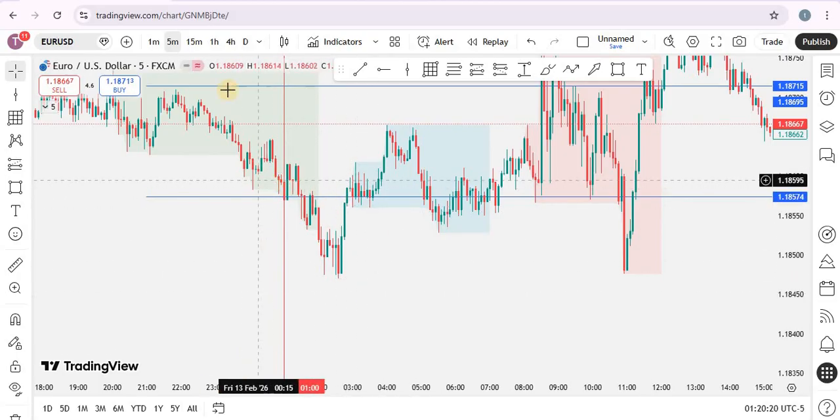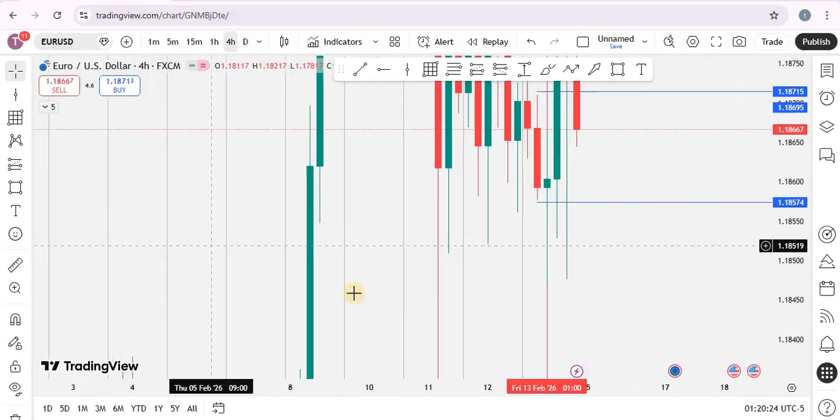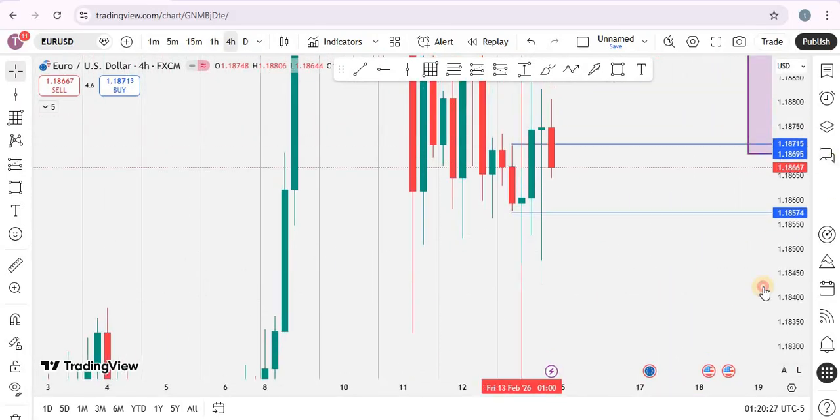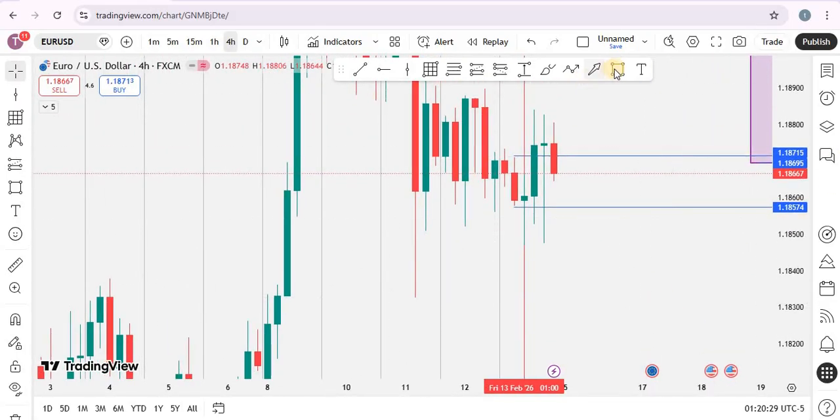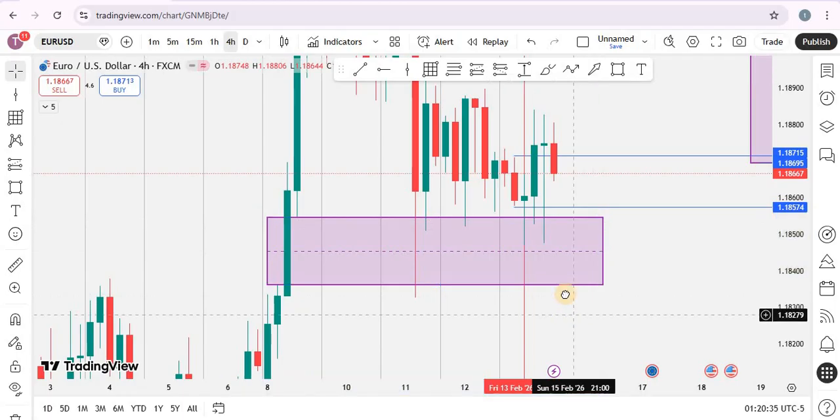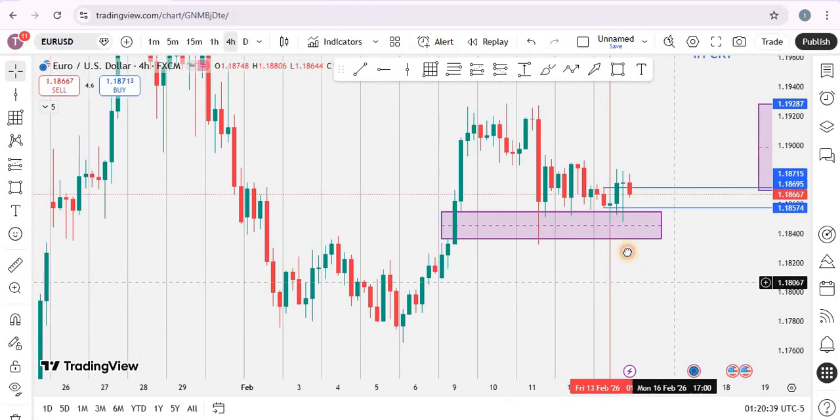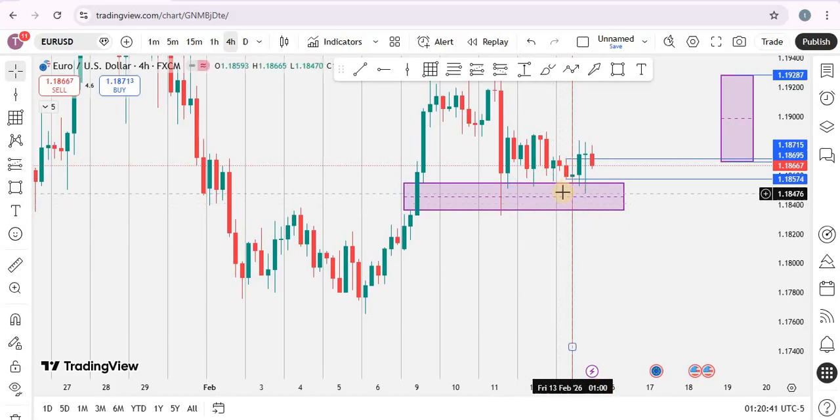But what is the secret sauce? The secret sauce is that you have to have some sort of PD array on the higher time frame. Why is this most important?